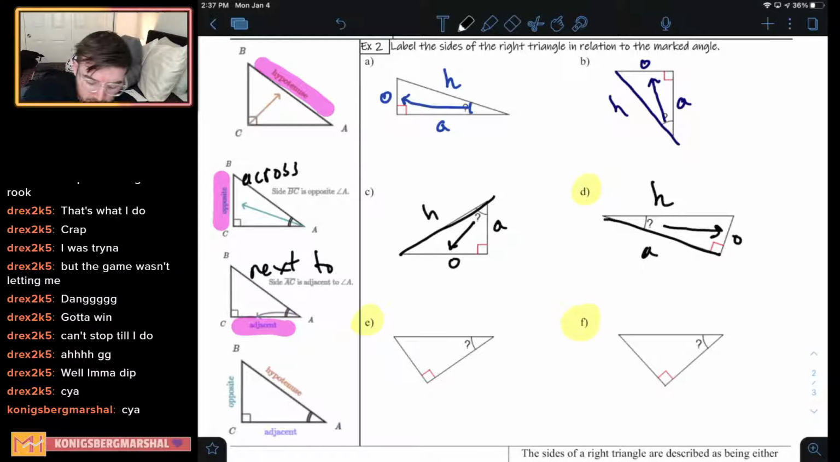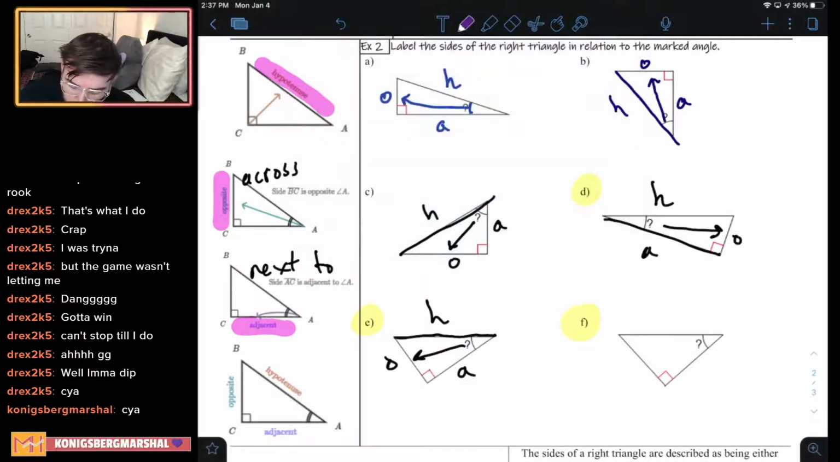So looking at E, what side is this? Question pops up on screen. That's the hypotenuse. I would say the hypotenuse is the easiest one to label because it's the longest side. It's always the longest side. That's what the hypotenuse is.